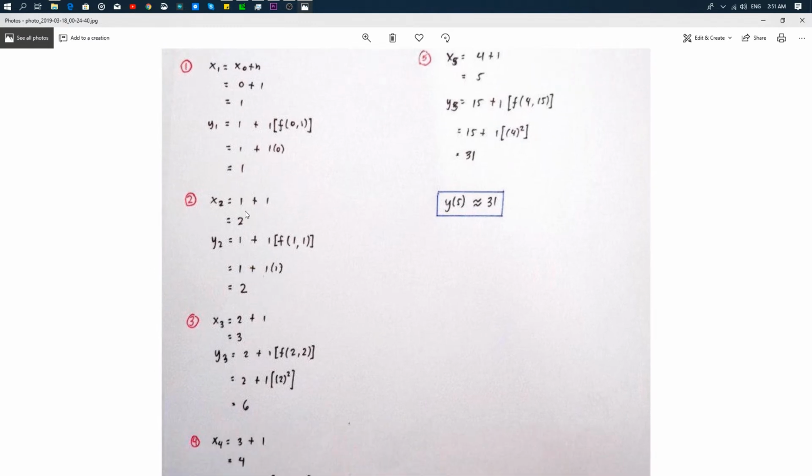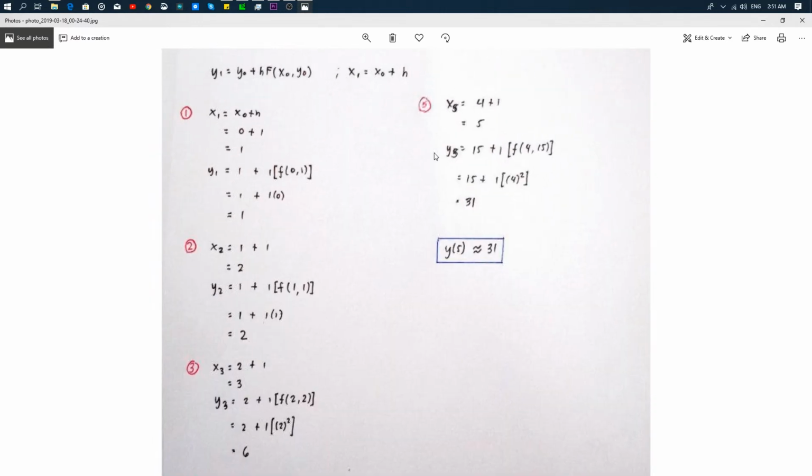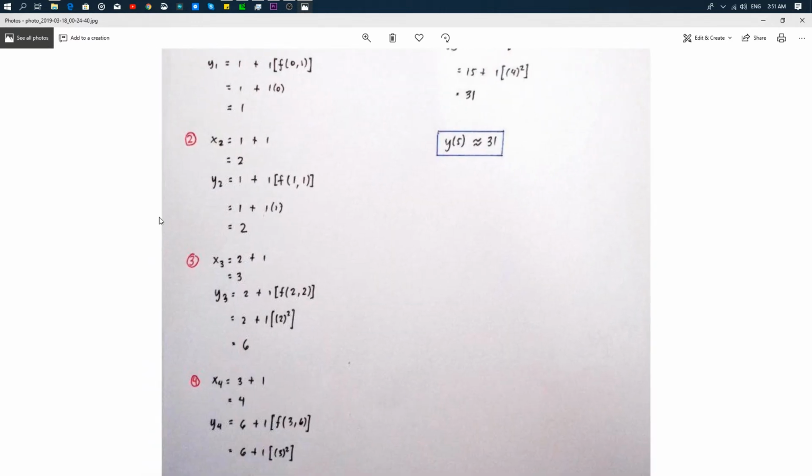That step or procedure will be repeatedly done across steps 2 to 5. So here's step 2, step 3, step 4. You could pause the video if you want to understand the whole solution.